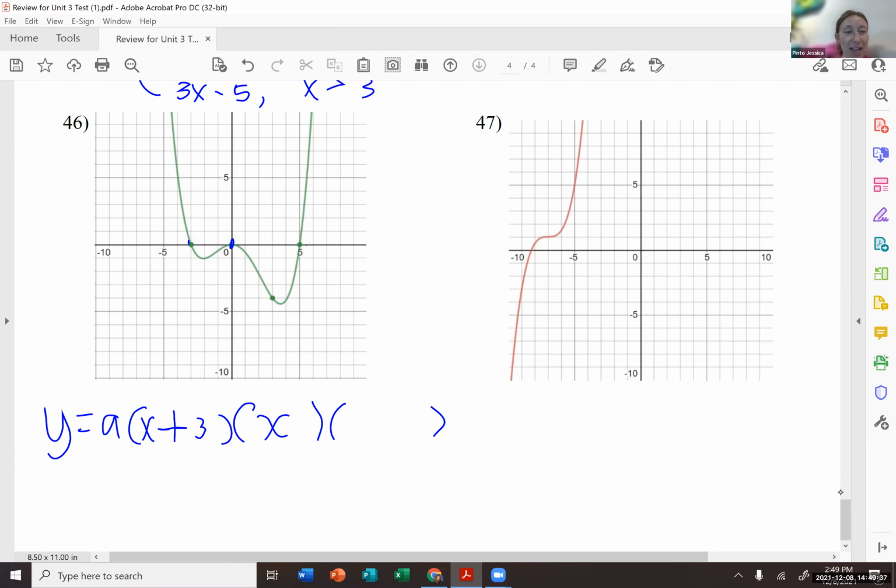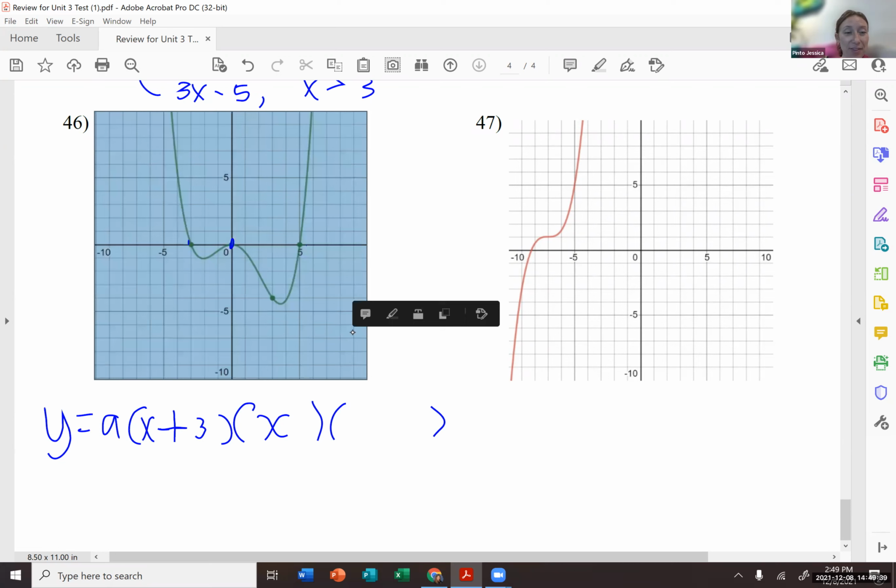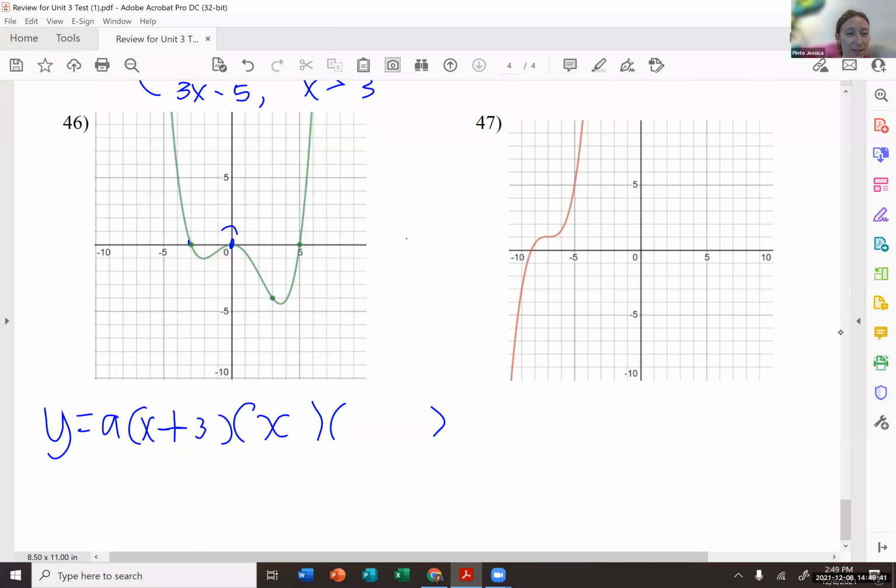Right here. And I noticed that at this spot, there's a bounce, which is from the x squared. So I'm going to square that. And then it crosses over here at 5. So that's x minus 5. Oh, right on. So now I need another ordered pair, x comma y, to calculate the a value. And I see one. They made it bold for me.